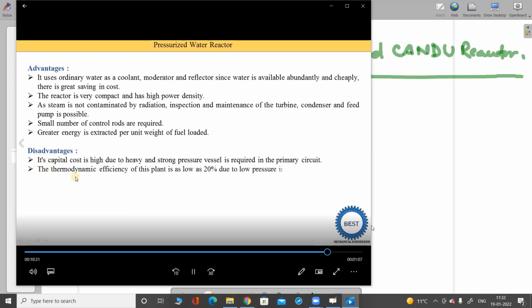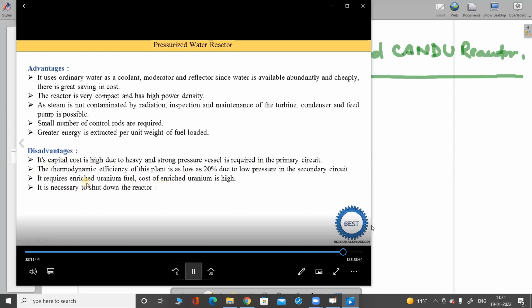The thermodynamic efficiency of this plant is as low as 20% due to low pressure in the secondary circuit. So in the secondary circuit the pressure is low, and due to that the thermodynamic efficiency of the plant is as low as 20%. It requires enriched uranium fuel, so the cost of enriched uranium is high. In a pressurized water reactor we do not use natural uranium, as we already discussed in the first point. We need to use enriched uranium, and its cost is high.